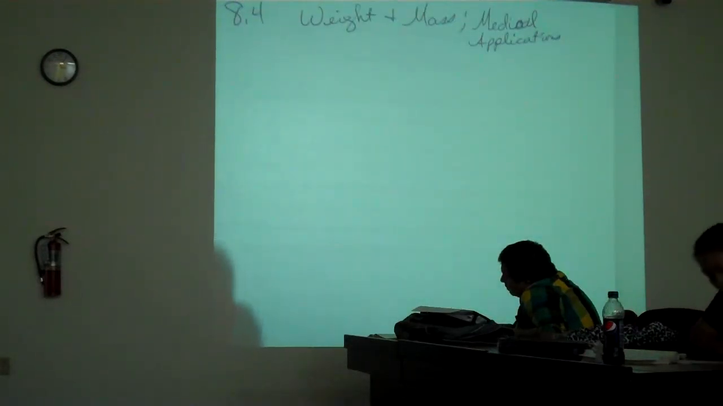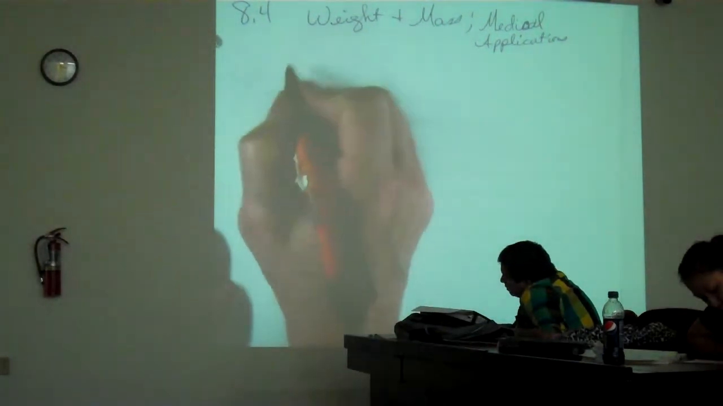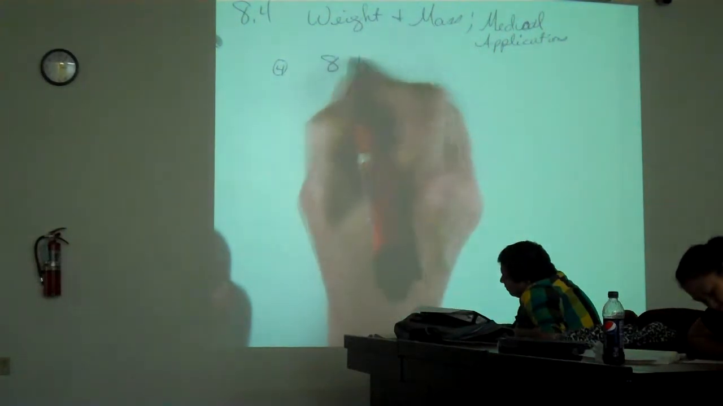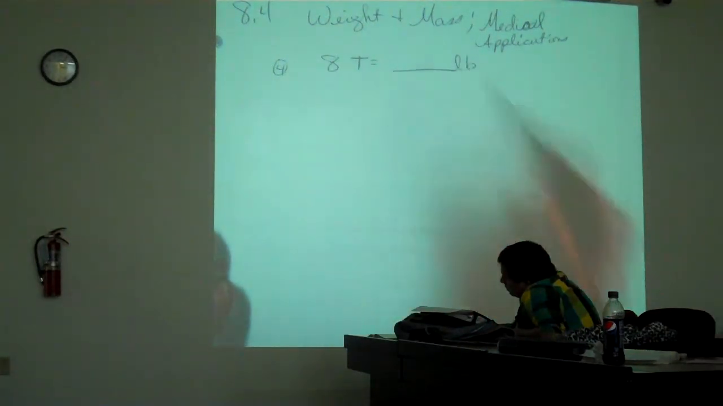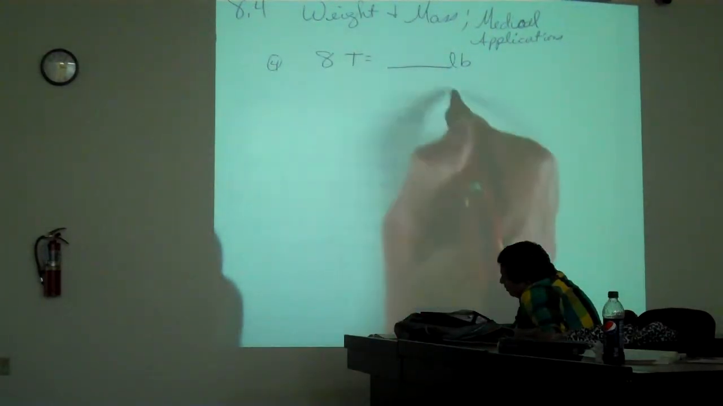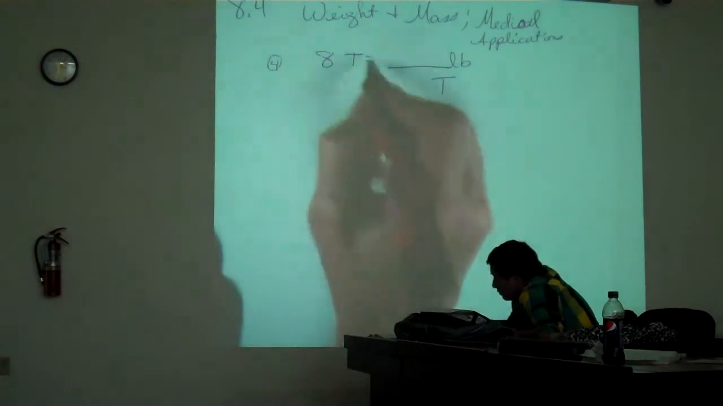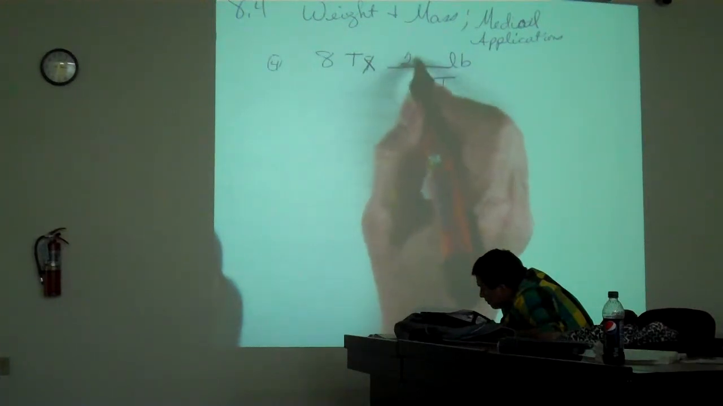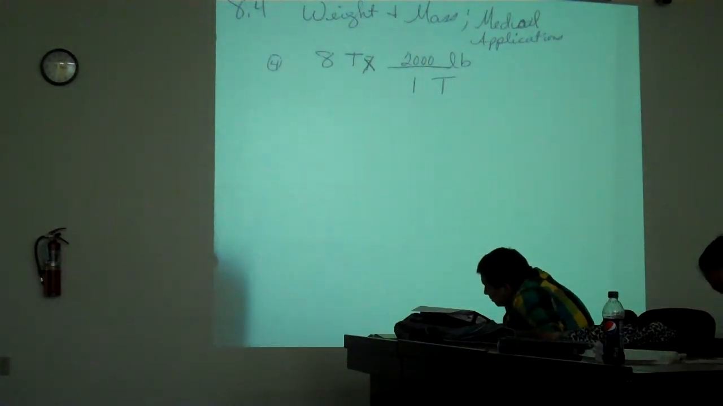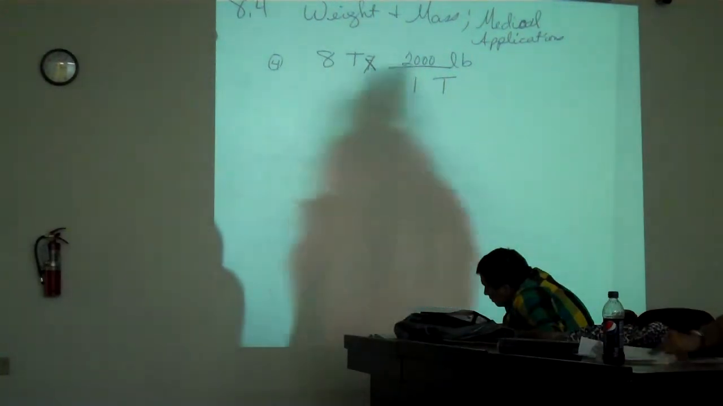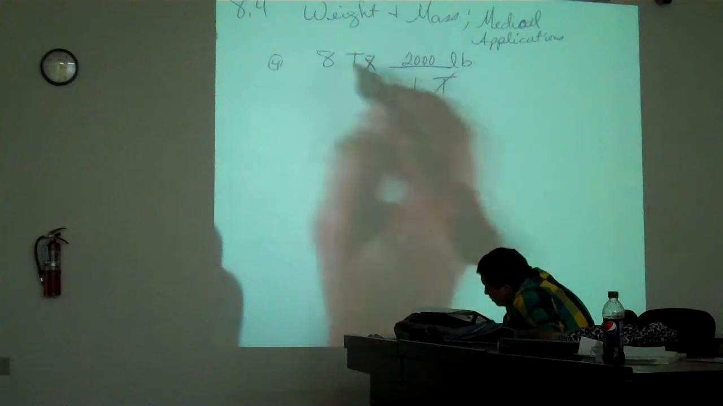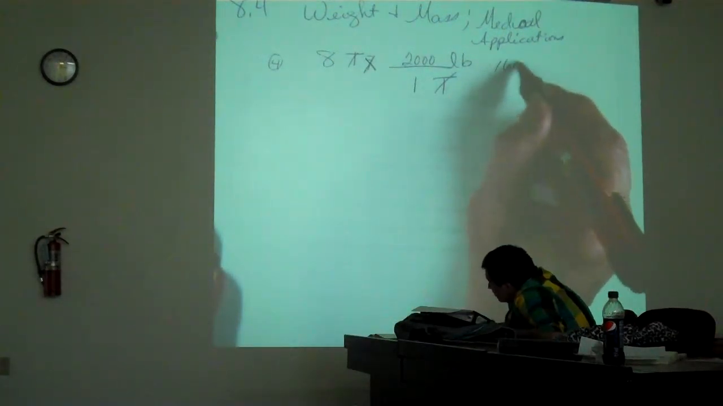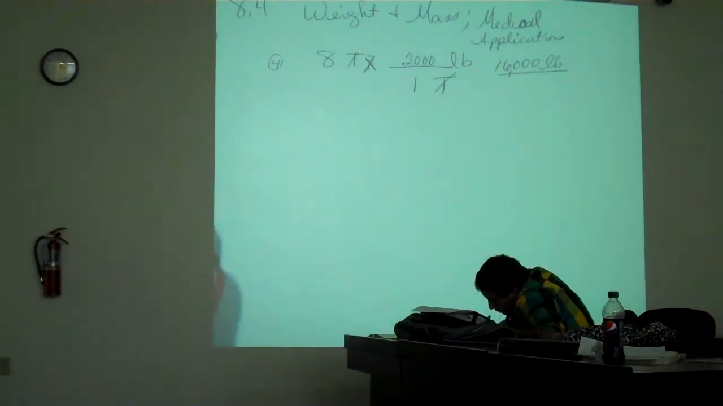Okay. So for 8.4, weight and mass. Just like you would do for any other conversion, let's do number 4, which says 8 tons is equal to how many pounds? You're starting at tons, put T down here for tons, and you're going to be multiplying by whatever these numbers are here. 1 ton is 2,000 pounds, and you got that from one of your charts. If it's both on top, you just multiply it. Your tons cancel, so 8 times 2,000 is 16,000. So that would be 16,000 pounds.